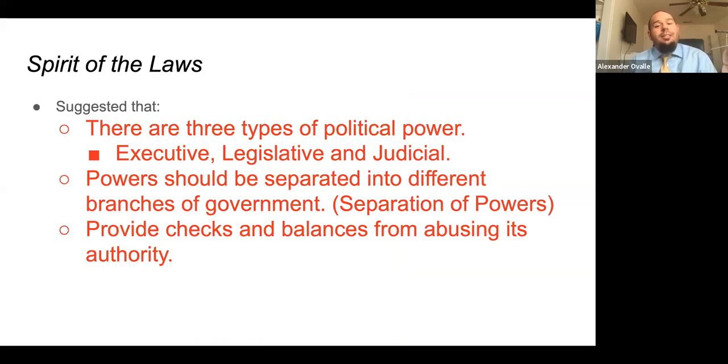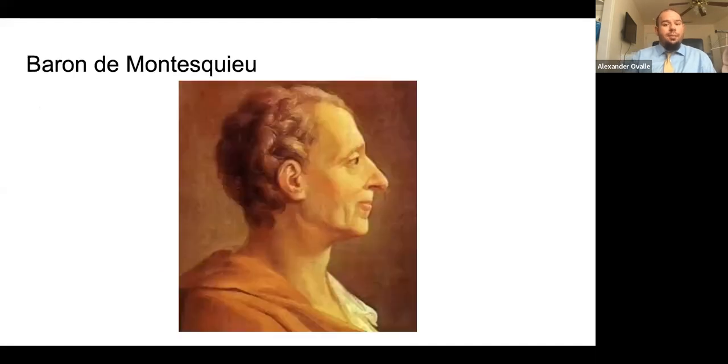Spirit of the Laws, written by Montesquieu. He suggests that there are three types of political power: executive, legislative, and judicial. The powers should be separated into different branches of government. Separation of powers, that's the term. Each branch provides checks and balances from abusing its authority and becoming too powerful, too tyrannical. Hopefully this sounds familiar. That's Baron de Montesquieu.